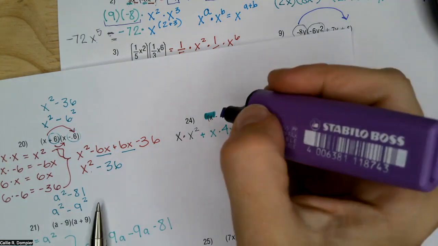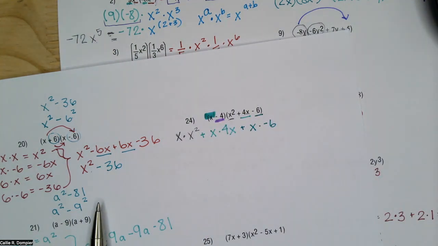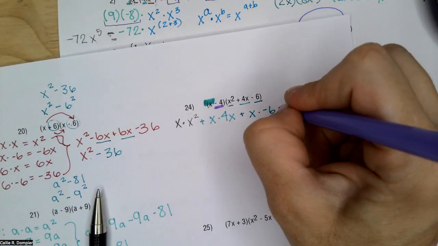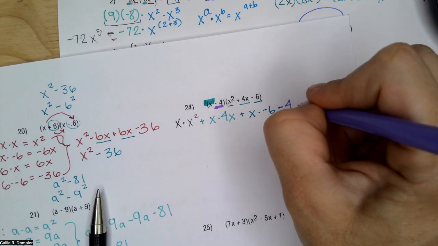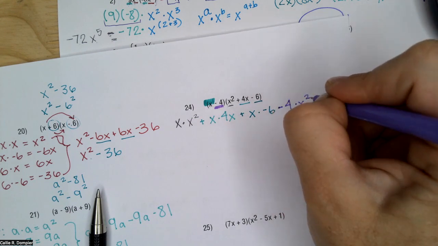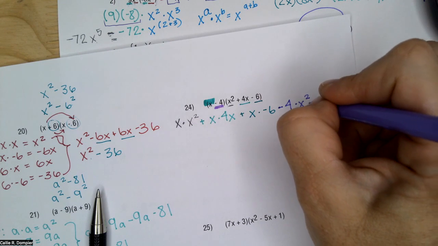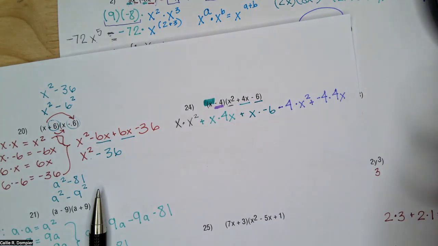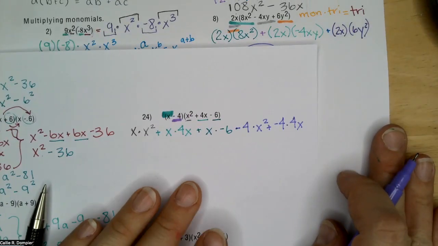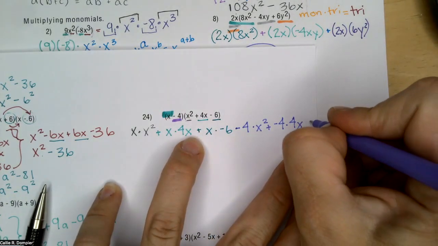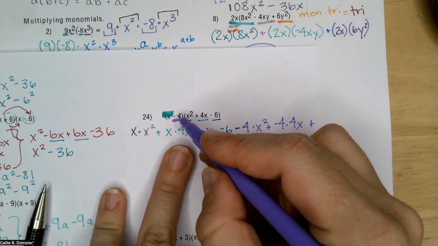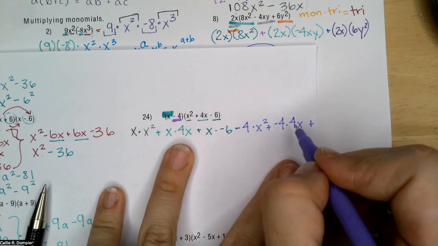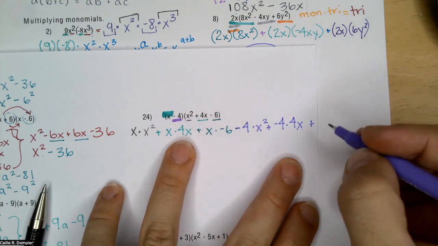And then let's do the negative 4. Negative 4 times x squared plus negative 4 times 4x. We'll pretend that's one piece of paper. Plus, so that was negative 4 times x squared, negative 4 times 4x, and then negative 4 times negative 6.